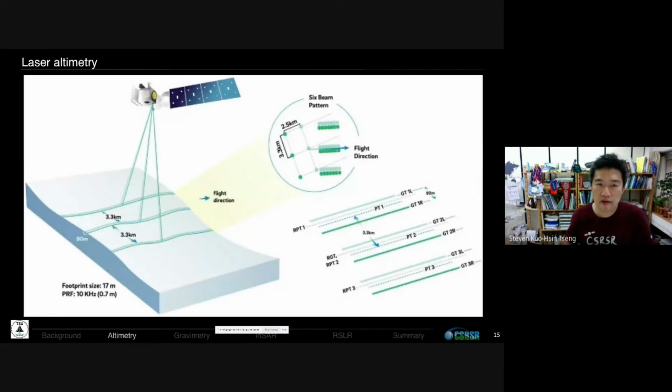The resolution of this picture is not very good, but you can check out the NASA introduction about the ICESat-2 mission. As I said, it measures 6 ground tracks simultaneously. 3 of them are so-called strong beams and 3 of them are weak beams. So very dense, and between the parallel ground tracks, just 3 kilometers. So basically, it's a very good coverage almost everywhere.